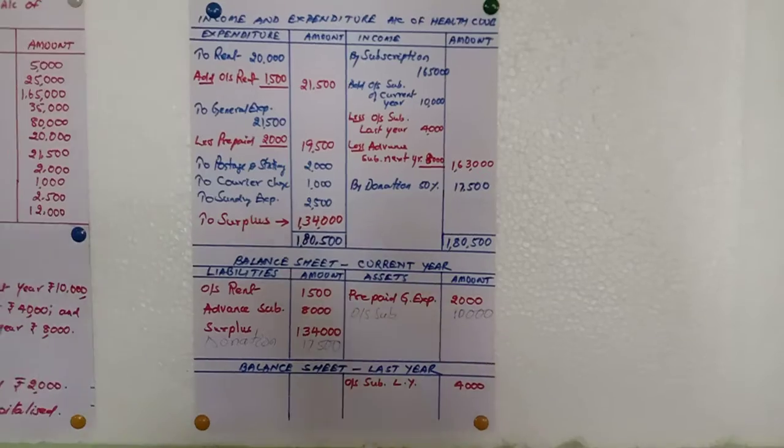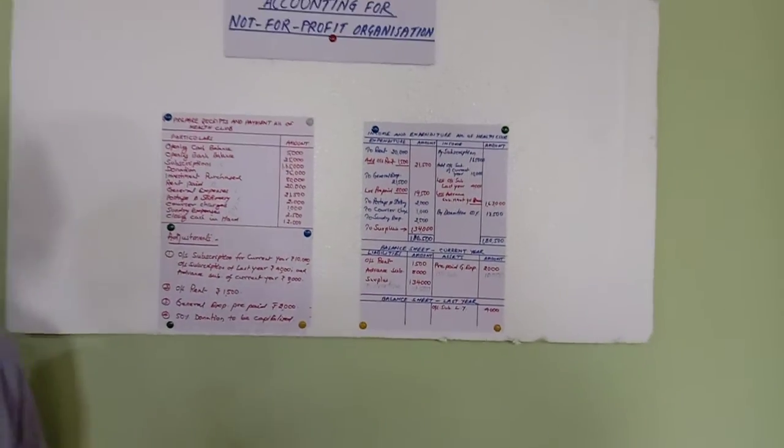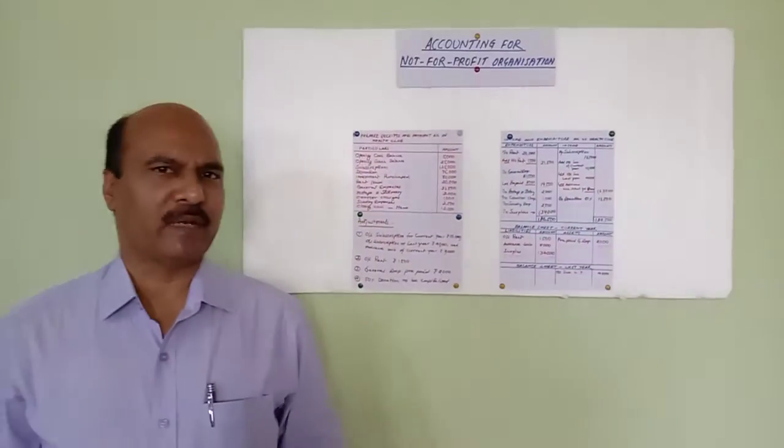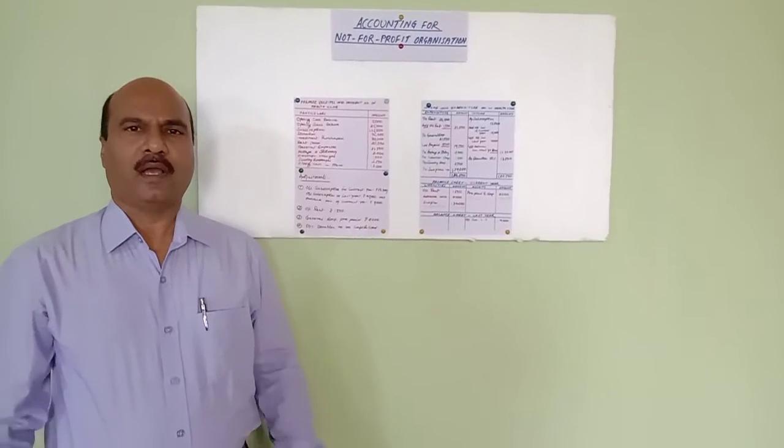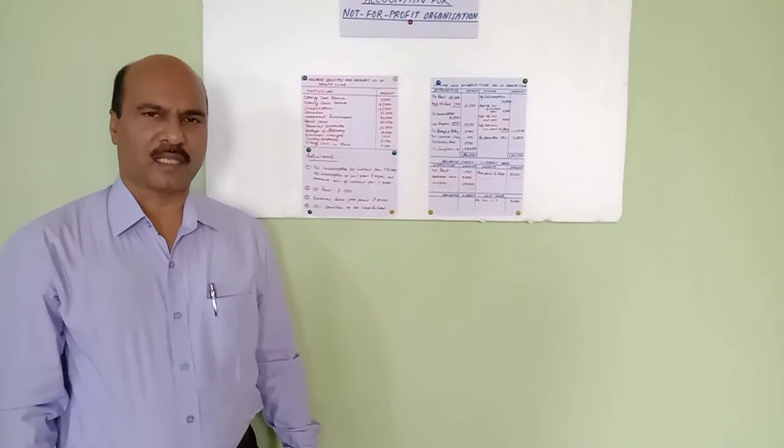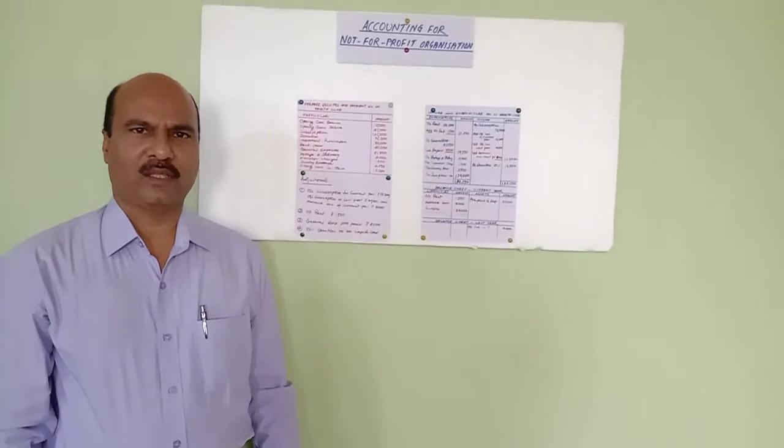So I hope I made it very clear how to make income and expenditure account and how to get surplus or deficiency as per the question.